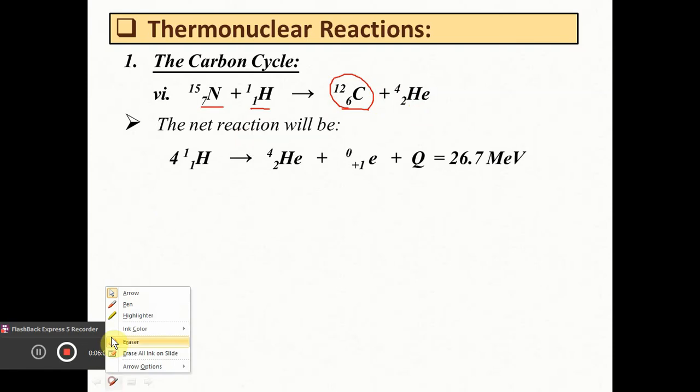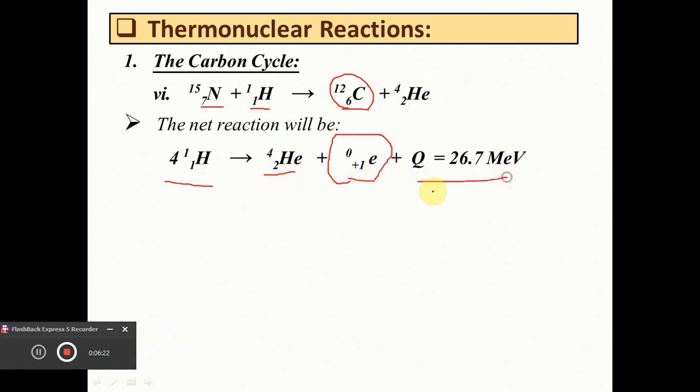If you add all these reactions, you get the net cell reaction, in which 4 hydrogen nuclei combine with one another at a very high temperature and give the helium nucleus with the liberation of positrons and 26.7 million electron volt of energy. This is a simple reaction, but it takes place in a number of steps in which carbon-12 acts as the cycle. That's why these reactions are called the carbon cycle.